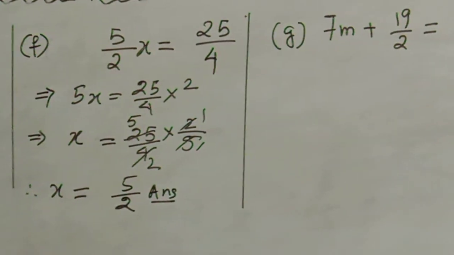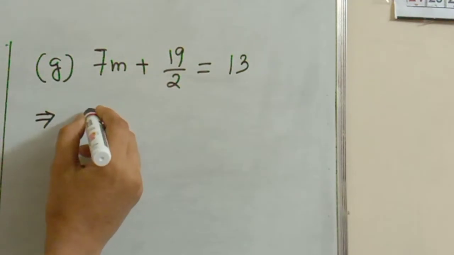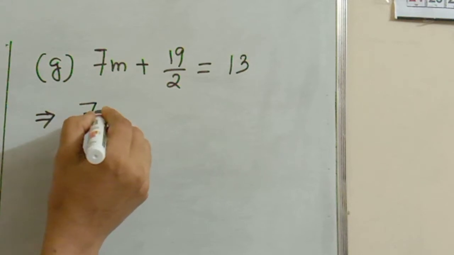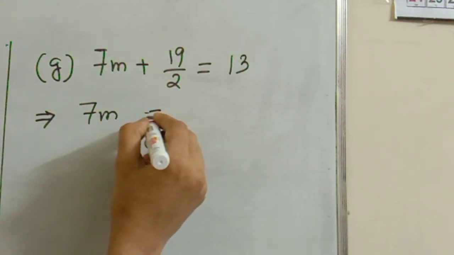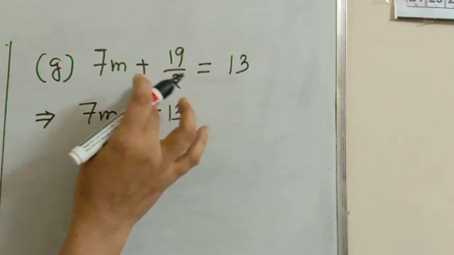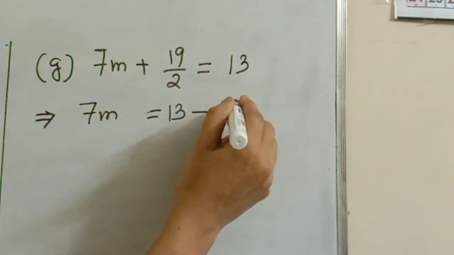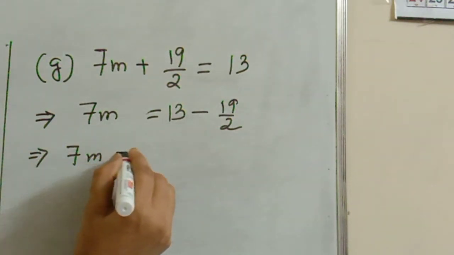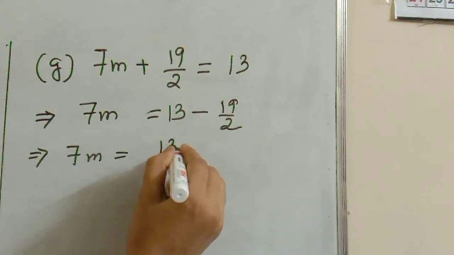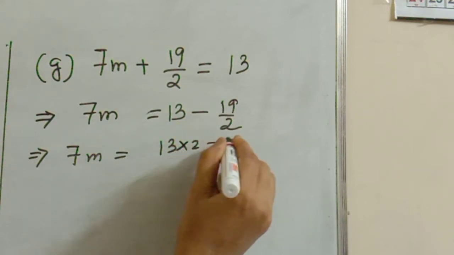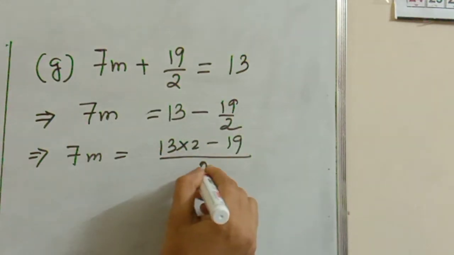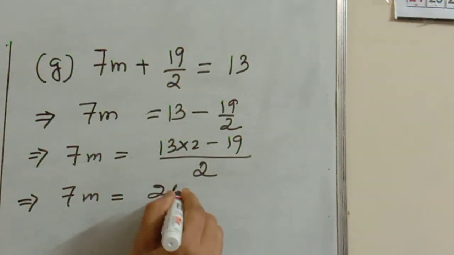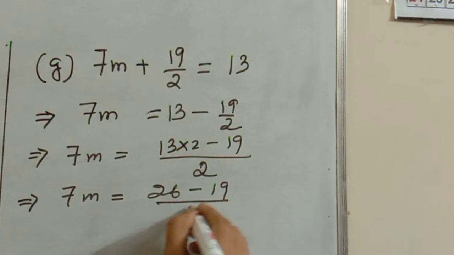Next question is question number G. 7m plus 19 by 2 is equal to 13. 7m, using transposing, equal to 13 and minus 19 by 2. Here it will be minus 19 by 2. 7m, as it is a fraction, so 13 into 2 minus 19, the LCM will be 2 only. 7m is equal to 26 minus 19 by 2.